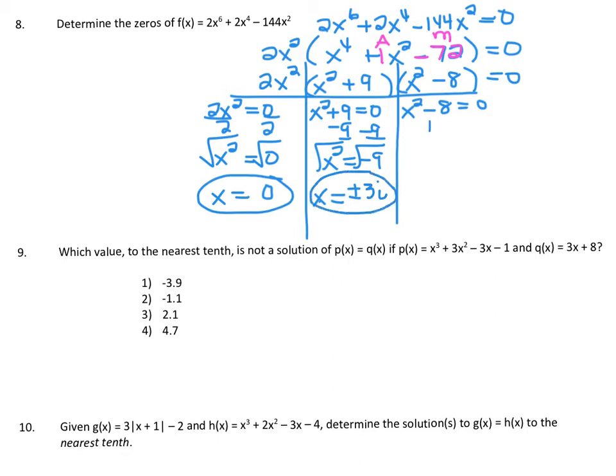Okay, and then finally over here, we're going to add 8 to both sides of the equation. So we have x squared equals 8. And then we're going to take the square root. So it leaves us with x equals plus and minus.